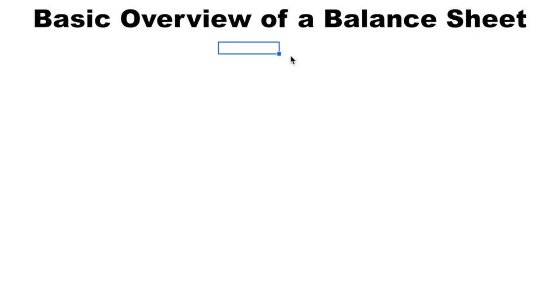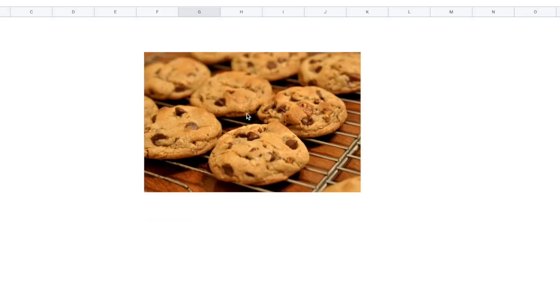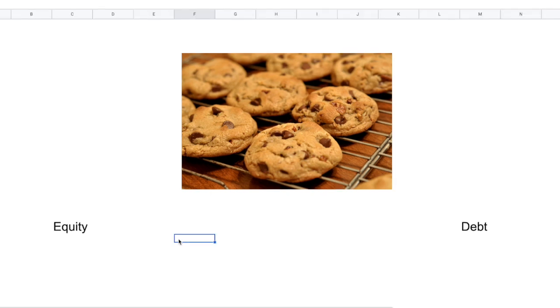Before we actually go into the balance sheet and look at some numbers, I wanted to give you guys the basic conceptual overview. Let's say you want to start a business and you want to start a business selling cookies. You're going to need to fund this business in some way. You're either going to fund this business with equity or with debt. Equity can be seen as the money that you contribute towards the business. So you want to start your cookie business and you invest of your own personal money $100,000. You then have $100,000 of equity.